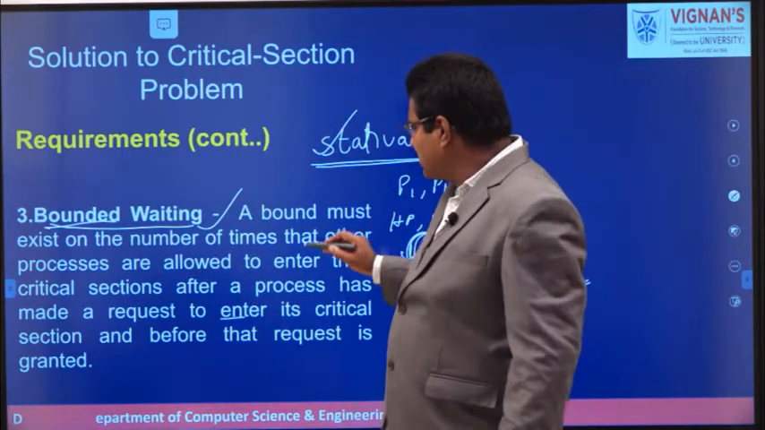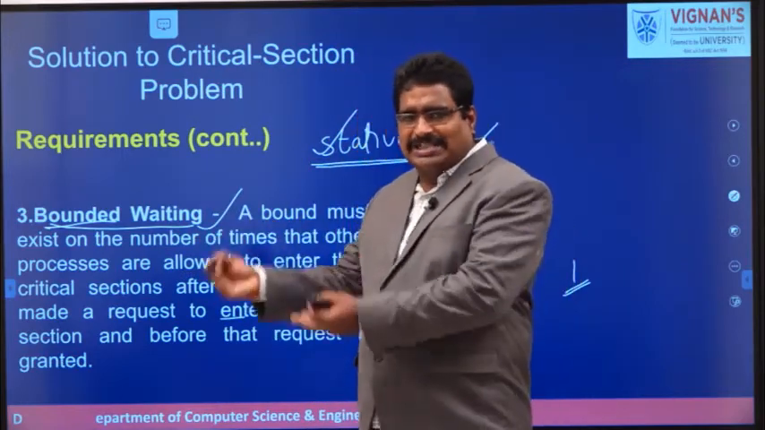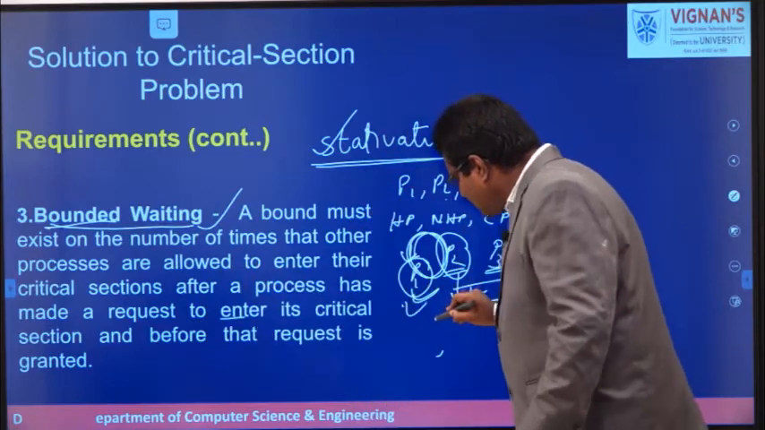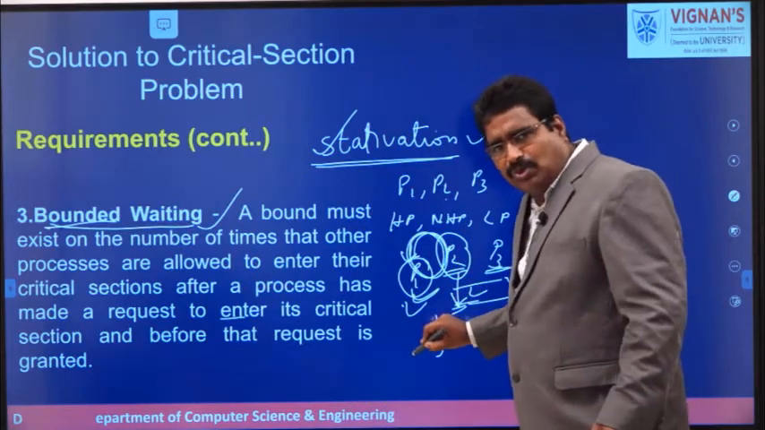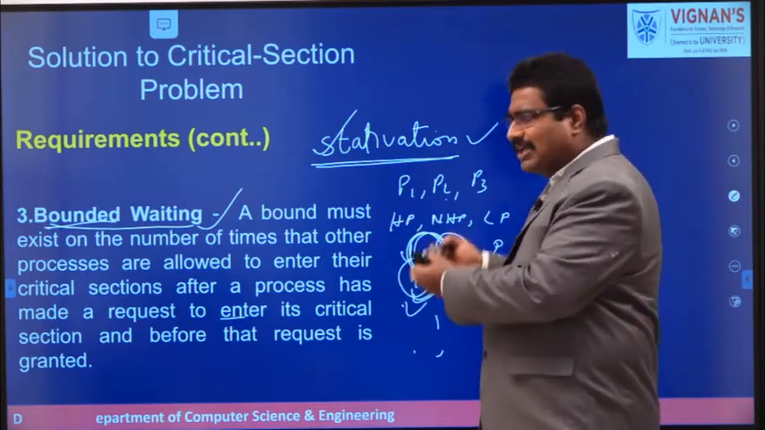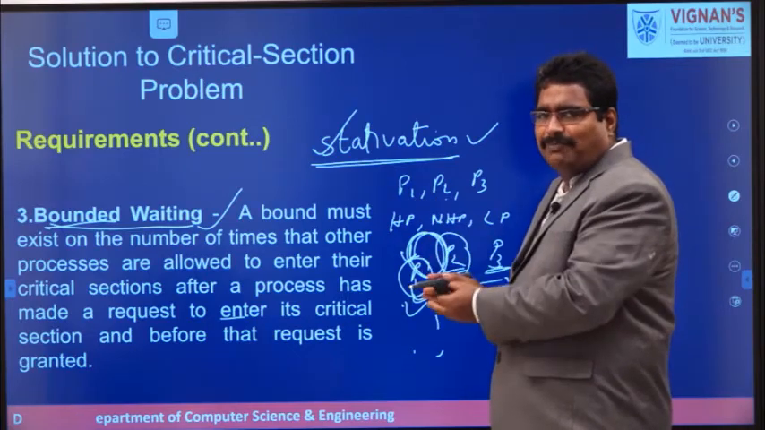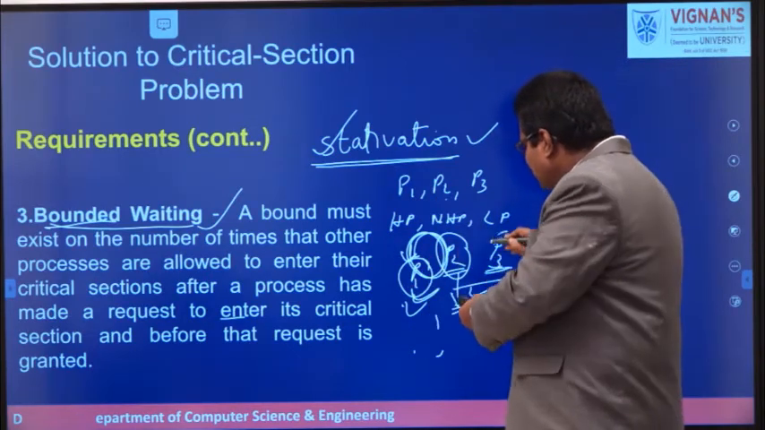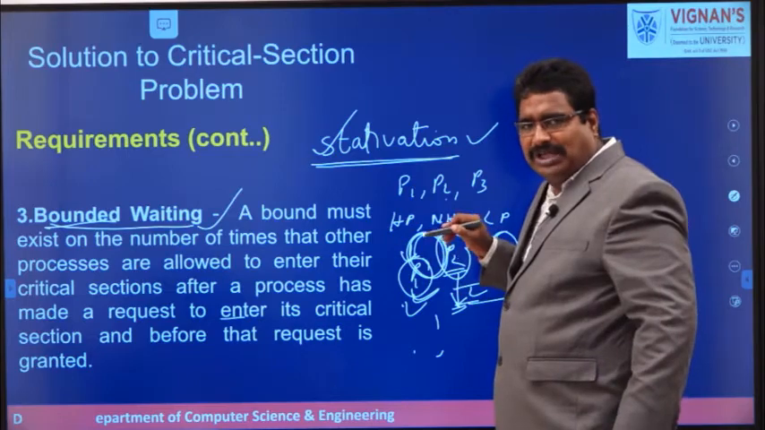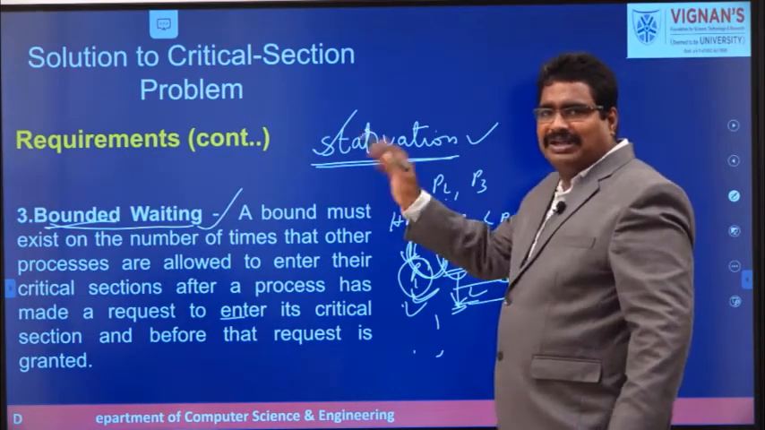To overcome this starvation problem, the bounded waiting is required. What is the bounded waiting? A bound must exist. What is the meaning of the bound? There is a maximum limit. Either the other processes are allowed one time or two times or 10 times, there must exist a maximum limit. Up to that time, the least priority process waits. Once that bound is completed, then P3 must be allowed. The least priority process must be allowed before allowing the other processes that have already completed their limit.